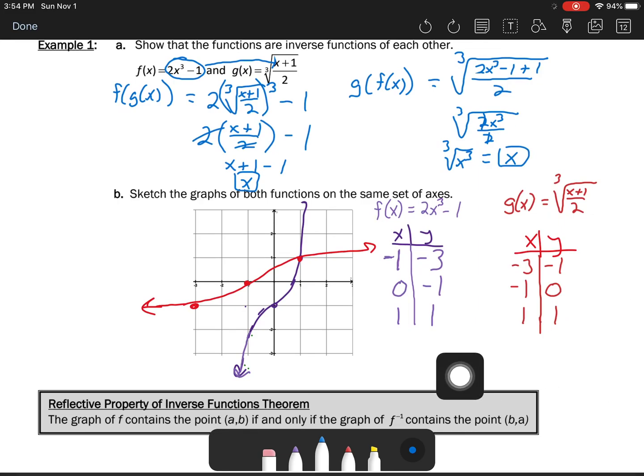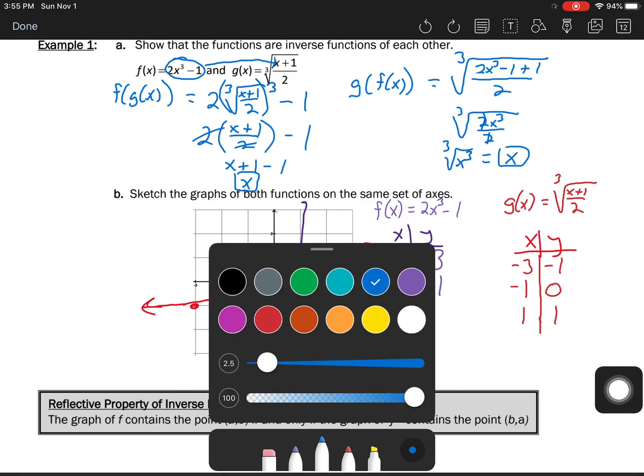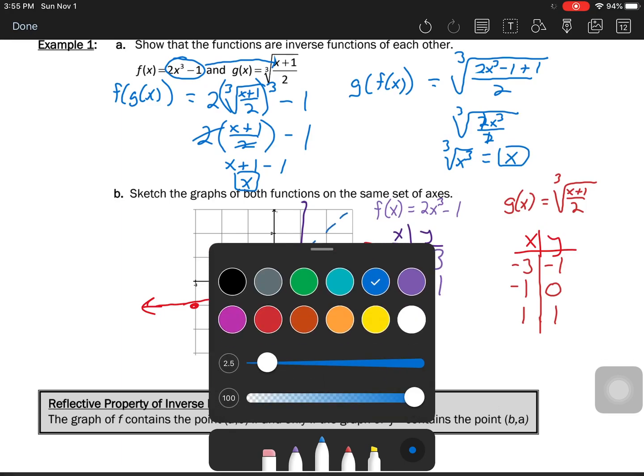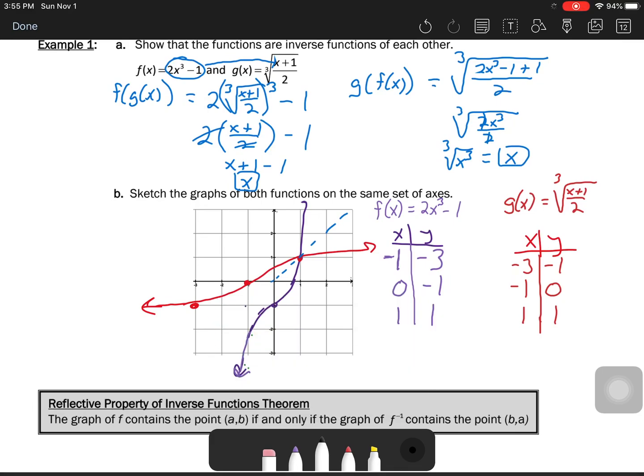of inverse functions is with their graphs. To show graphically that two functions are inverses of one another, what we're going to see is that they have a characteristic where they're a reflection over the line y equals x. So if I sketch this line y equals x, and then fold the graphs over on that line, they should match up. So they are reflections over the line y equals x.